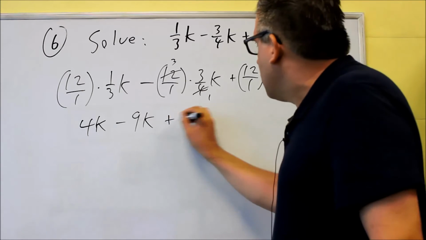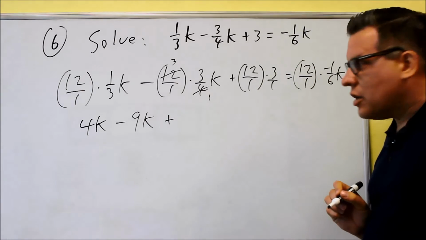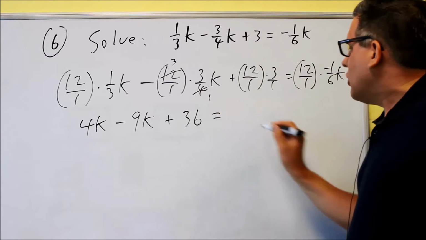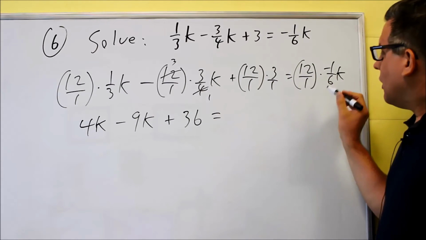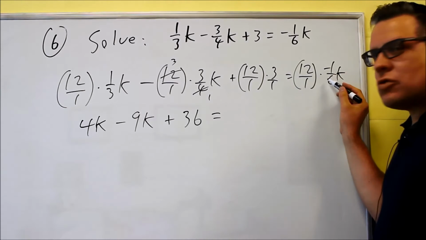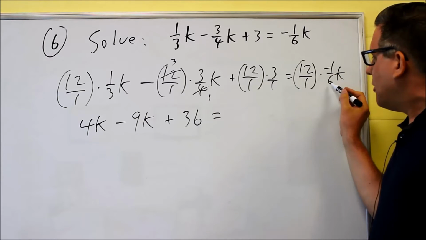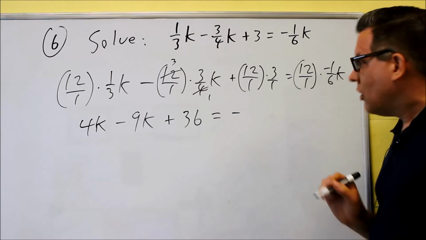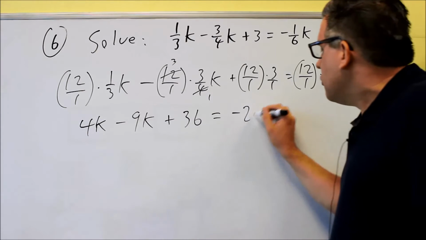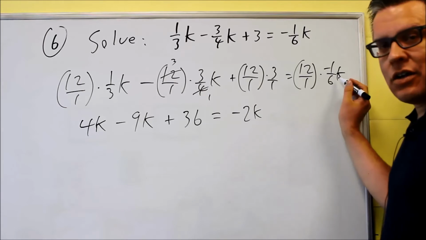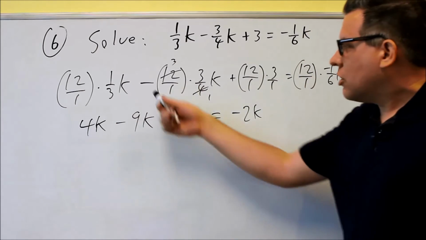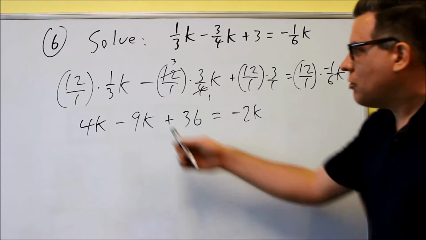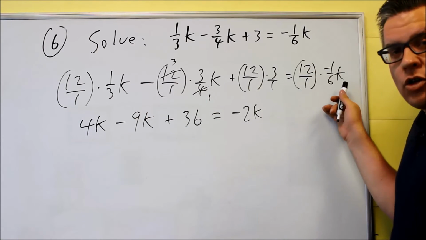The next one, I'm going to multiply 12 times 3, which is 36, and then I have equals. Over on this side, I have to do some division, negative 12, because there's a negative there, so my answer is going to be negative. 12 divided by 6 is 2. Don't forget to put the k on there. When you do these different steps, a common mistake is to forget the k, and that's going to change your entire answer. So make sure you're careful with that when you work through.